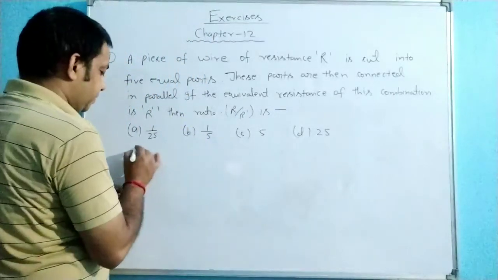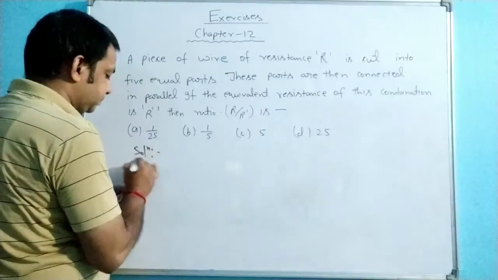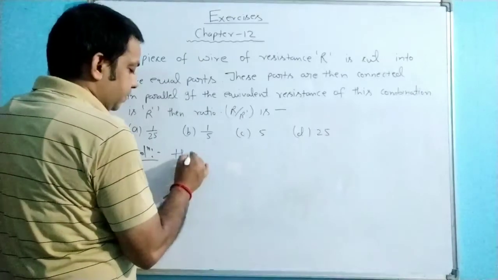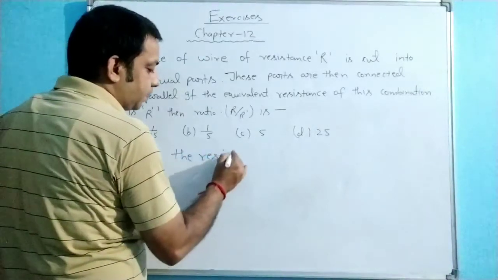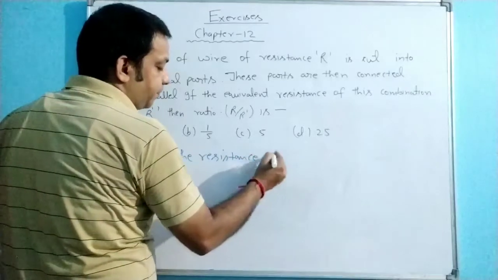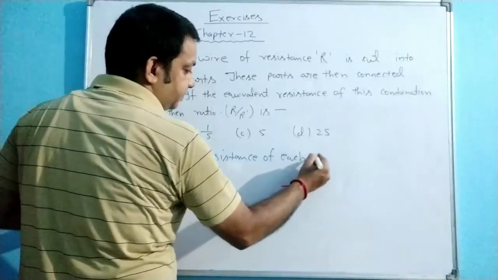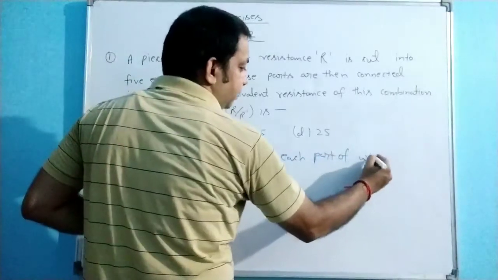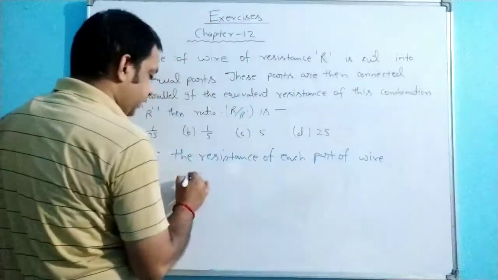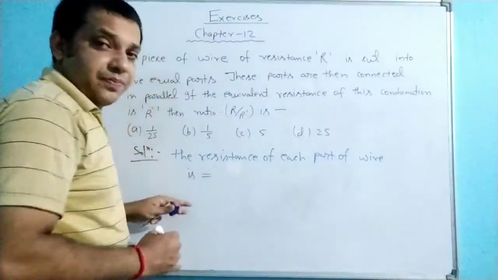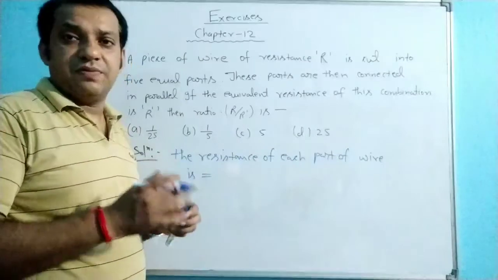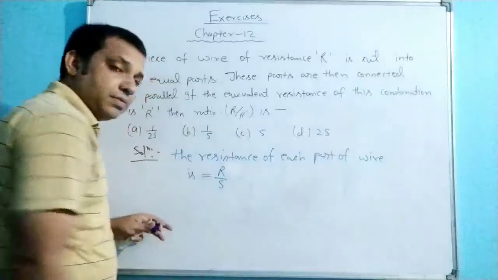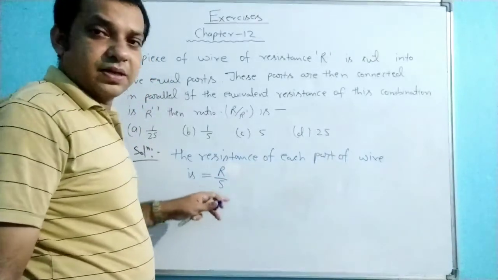Solution: the resistance of each part of wire is equal to how much? The wire is cut into 5 equal parts. So each part has the resistance of R by 5. Clear? Now these resistances are connected in parallel combination.